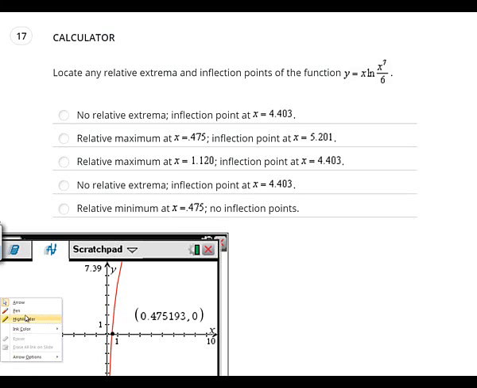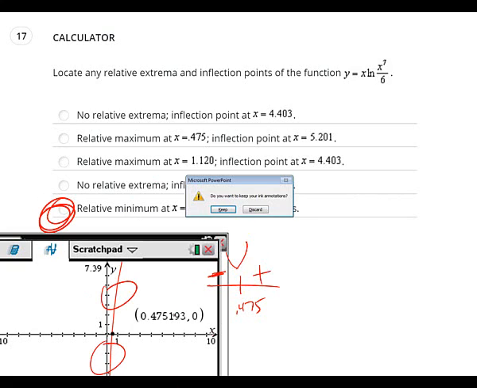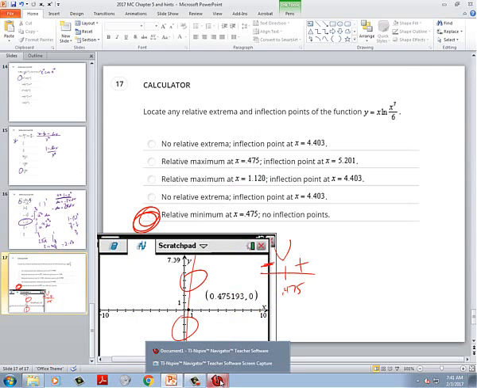All right, so if I was looking at this on a sign chart, at 0.475, I'm under, so I'm negative, and then I'm over, so I am positive. So negative to positive, is it a max or a min? It's a min, so it's got to be this one here, doesn't it? Okay, and then it says no points of inflection. Let's look really quick at the second derivative graph just to double check that, just in case it came down to your points of inflection.